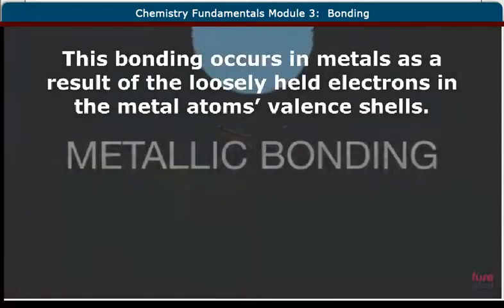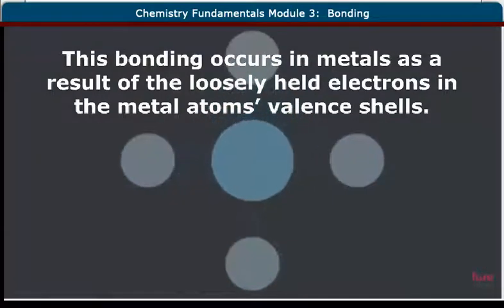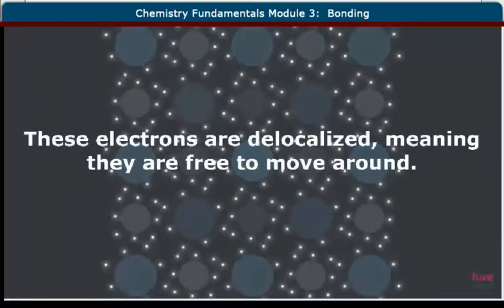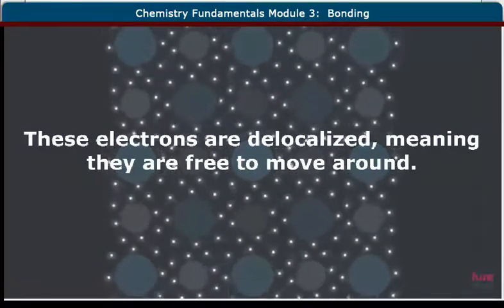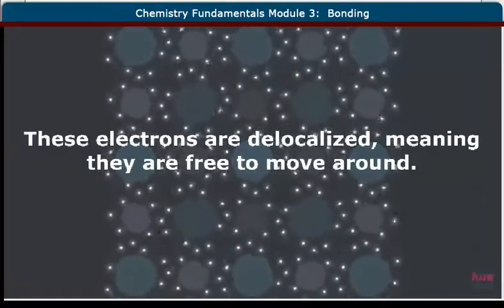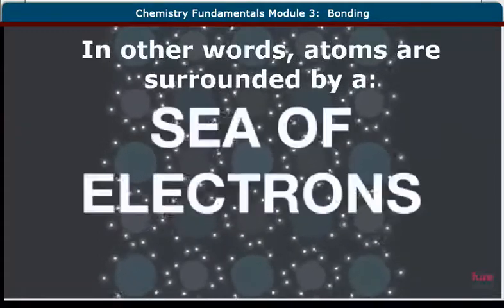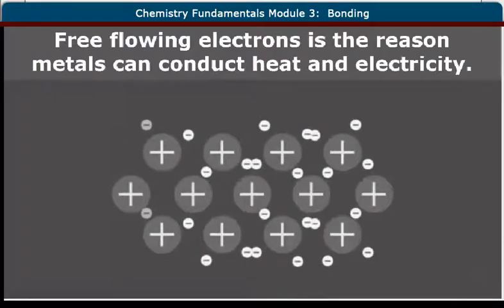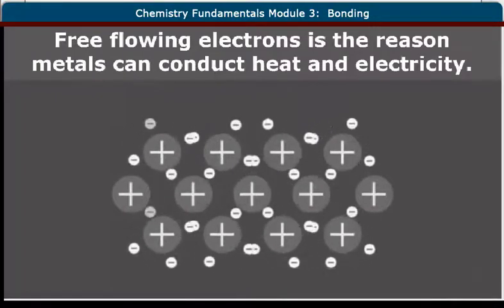Metallic bonding occurs in metals as a result of the loosely held electrons in the valence shells of the metal atoms. These electrons are delocalized, meaning they are free to move around. In other words, atoms are surrounded by a sea of electrons. Free-flowing electrons is the reason metals can conduct heat and electricity.